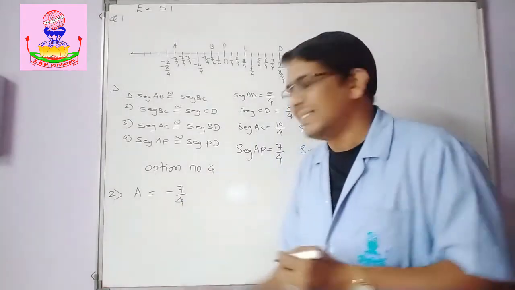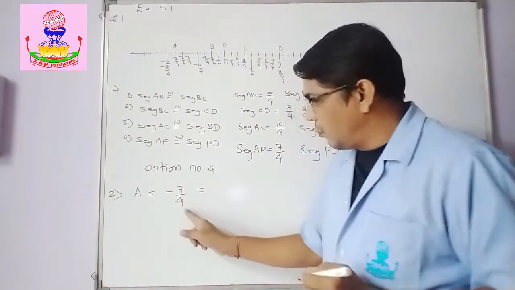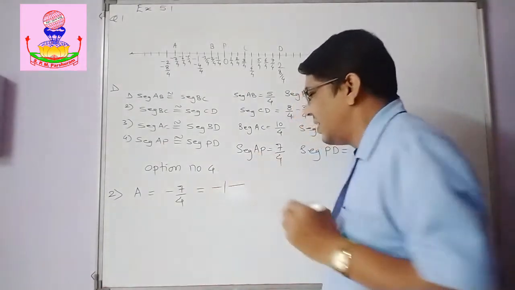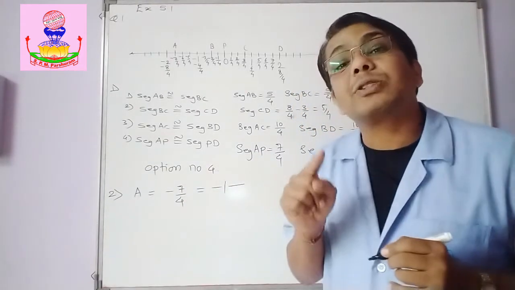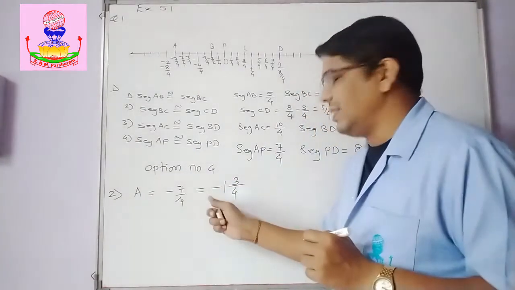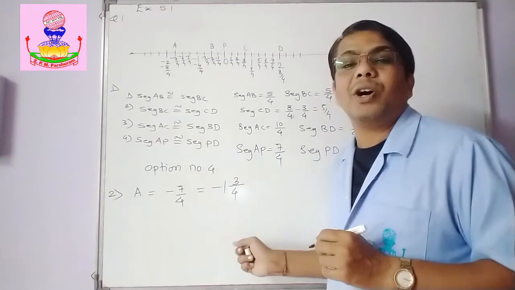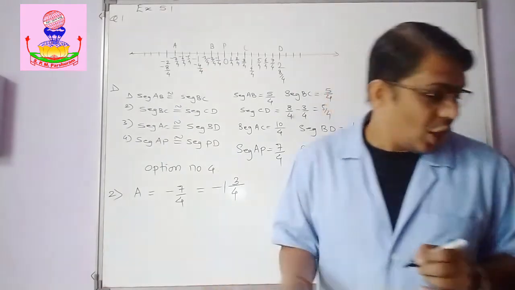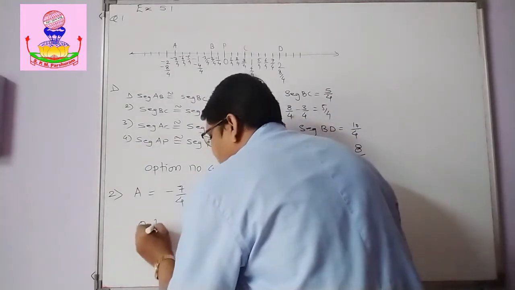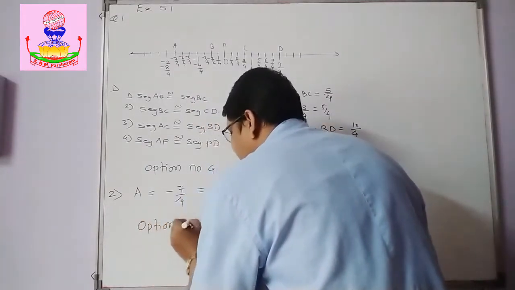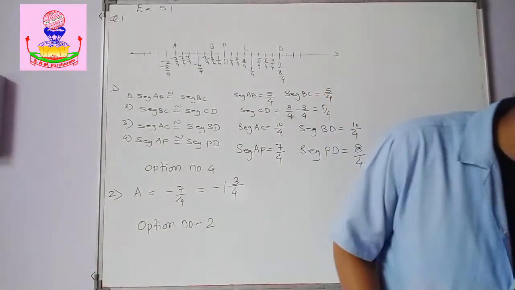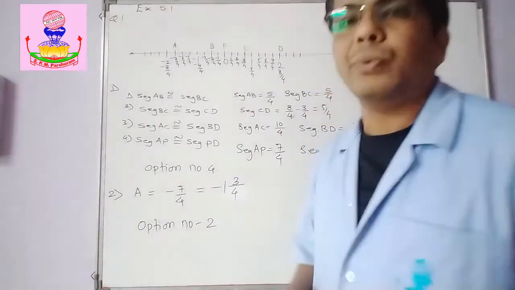So, I can convert this, right? You know how to convert. 4 ones are 4, so minus 1. Now 7 minus 4, 3 and 4. So minus 1 integer 3 upon 4. That is the option, option number 2. So option 2 is the right answer. Okay, so this is question number 1. Now let us move further to question 2.